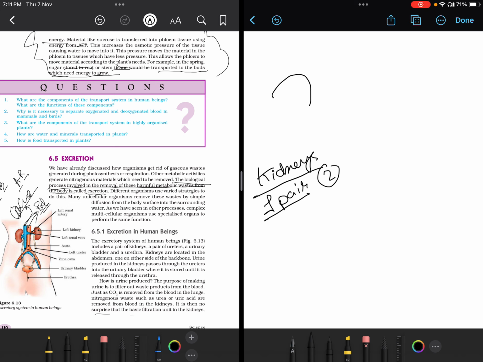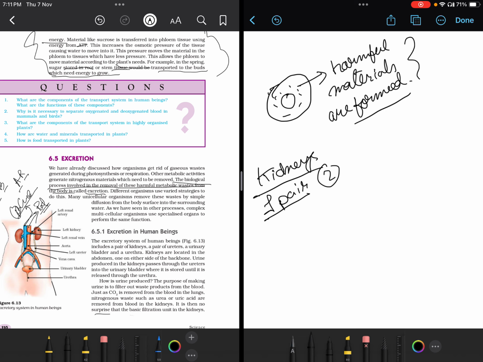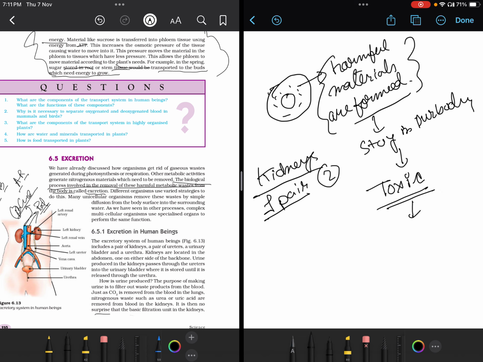We have already discussed various cellular activities occurring in our body, and from those activities harmful materials are formed. If these harmful materials stay in our body, it will be very toxic and ultimately lead to death.